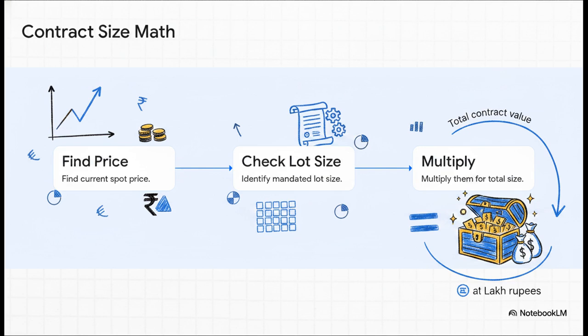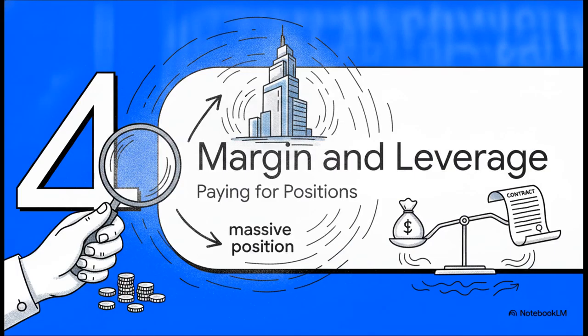600 shares multiplied by 1702 rupees. When you do that math, you get a total contract value of over 10 lakh rupees. That is the massive total size of the contract you are stepping into. Which brings us to Section 4, Margin and Leverage Explained.